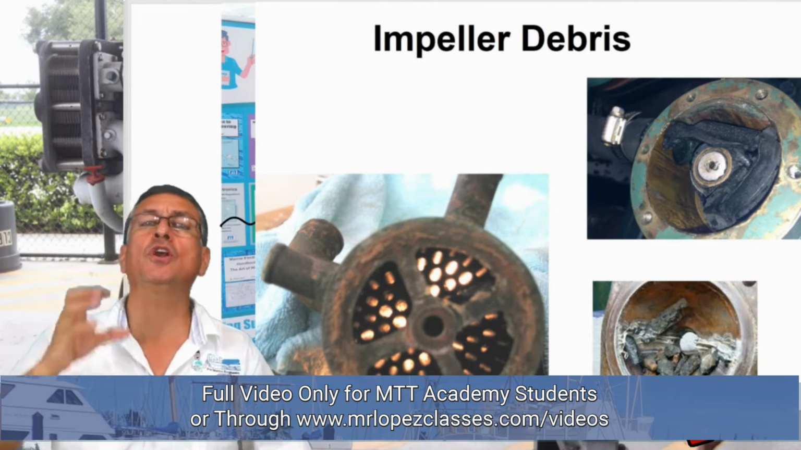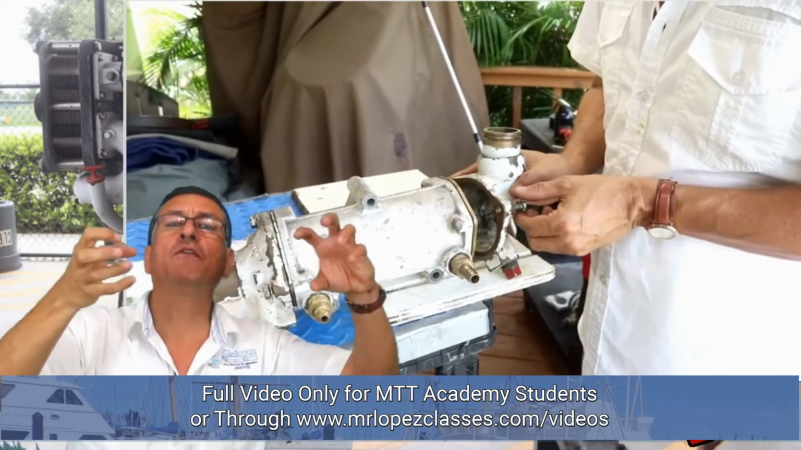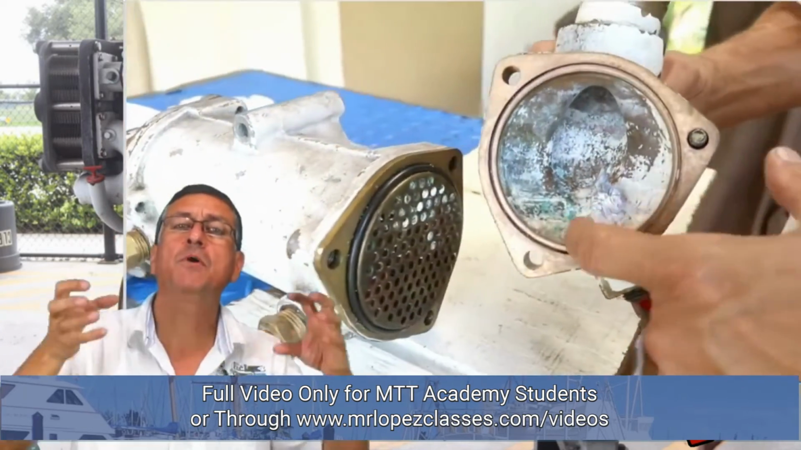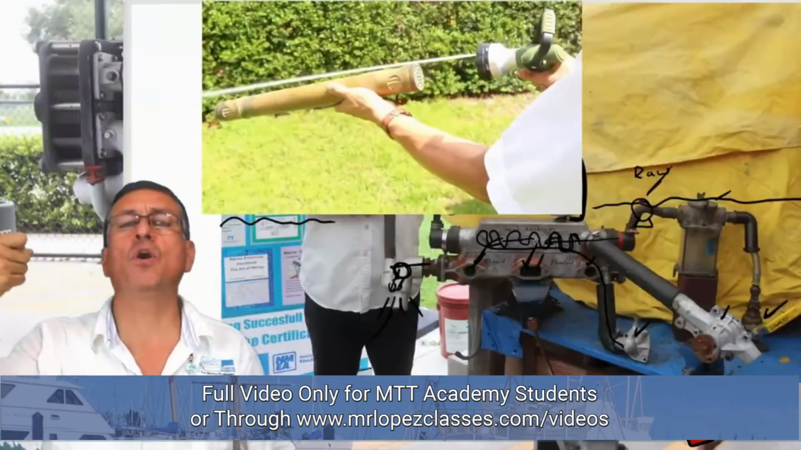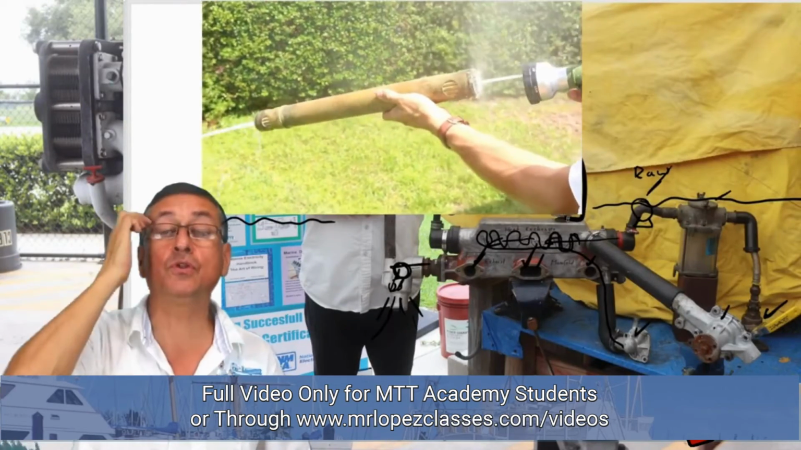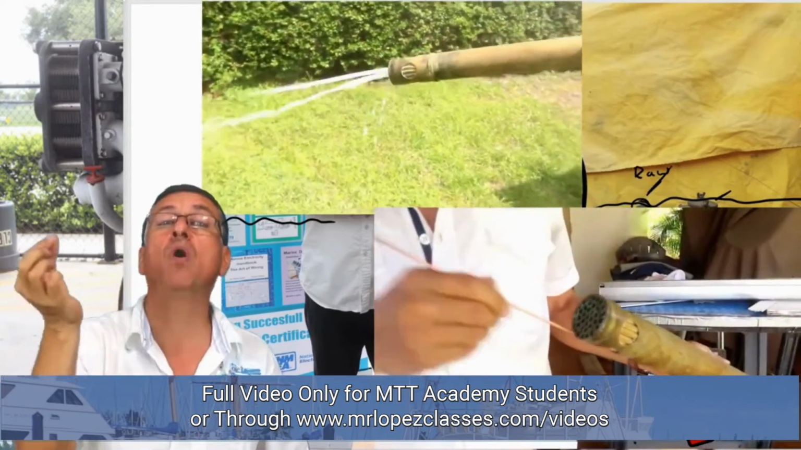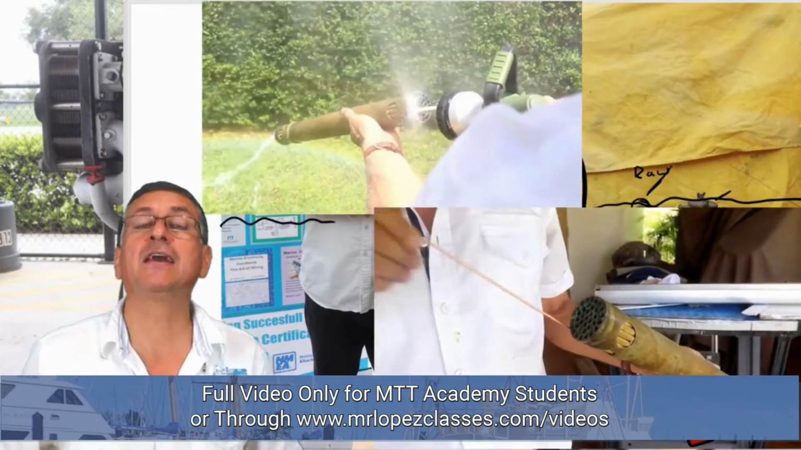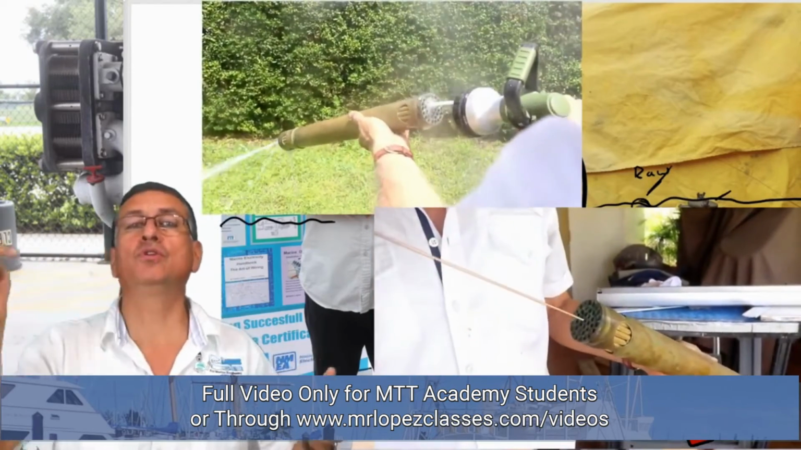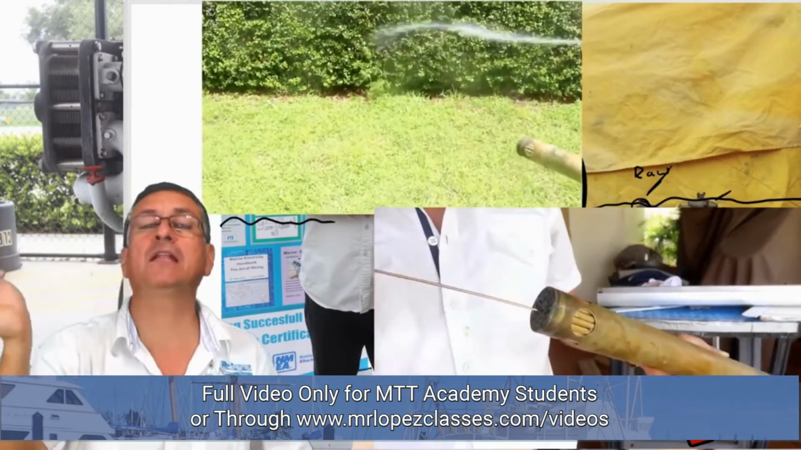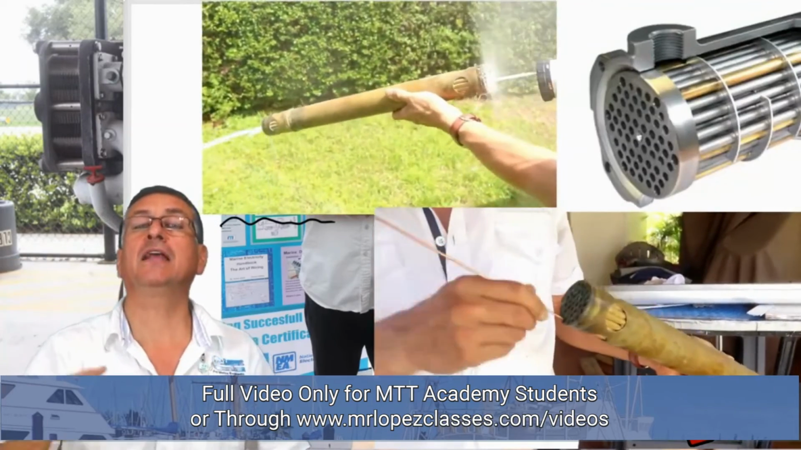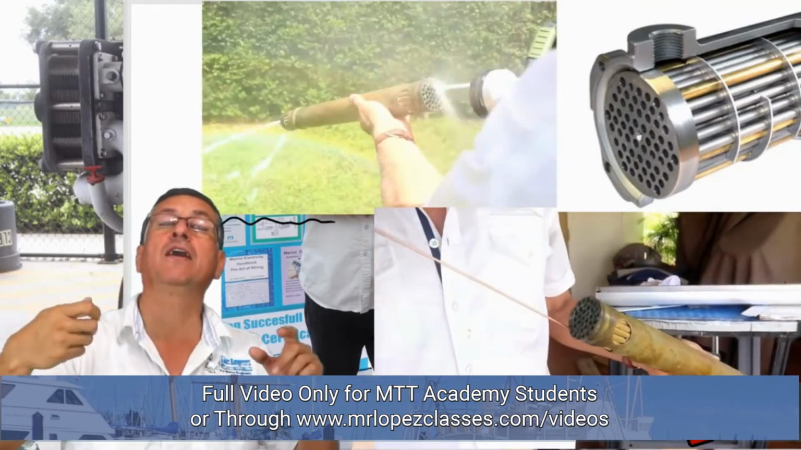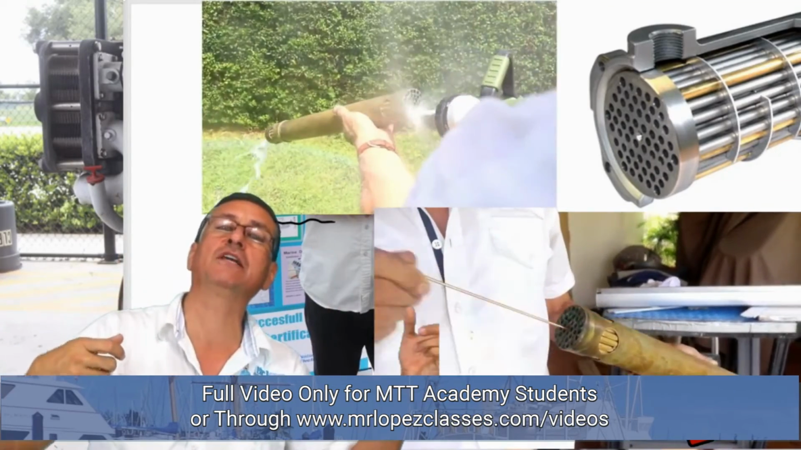Alright, what is the procedure? Remove both ends of the heat exchanger, both caps, and pass water at high pressure, or introduce a piece of wire into the pipes, and verify that those pipes are completely clean. You can introduce water at high pressure on one side in order to verify if the water passes through the other side.